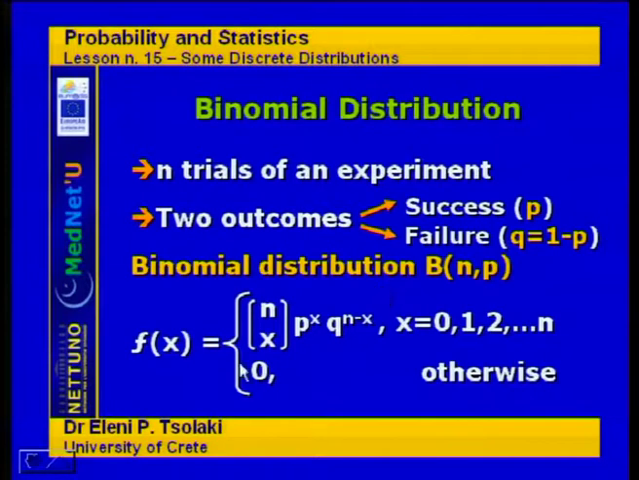So the probability function of the binomial distribution, f of x, is given here: n choose x, p to the power x, q to the power n minus x, where x can go from 0 to n, and it is 0 otherwise.